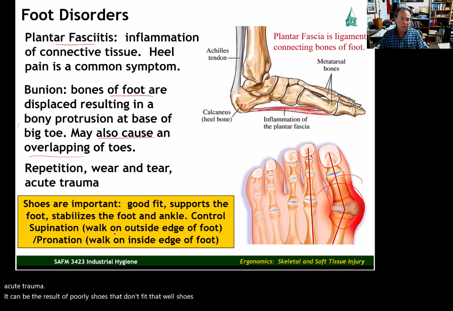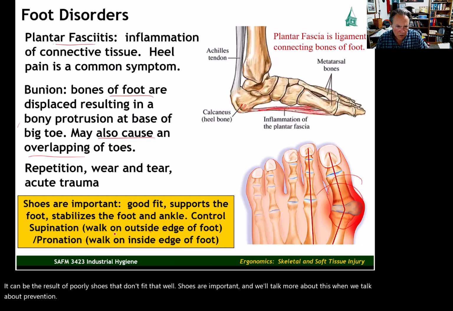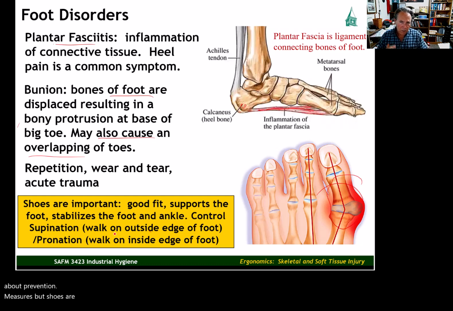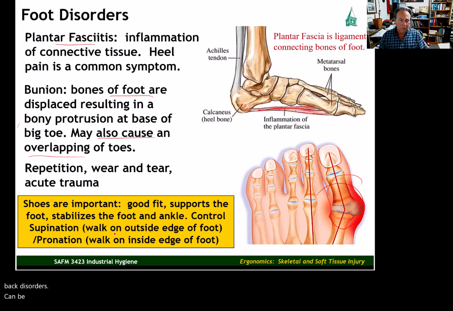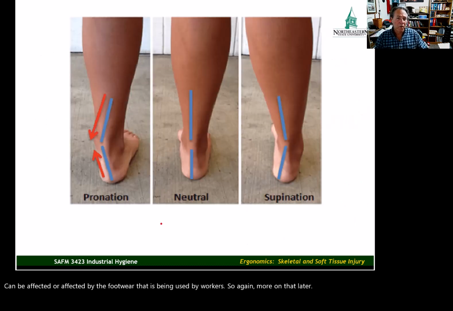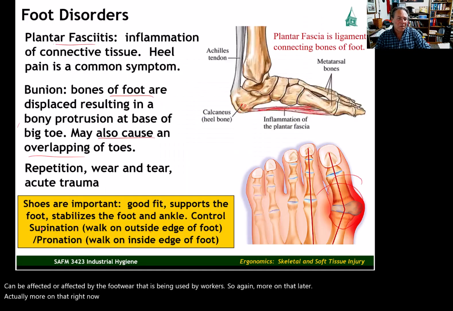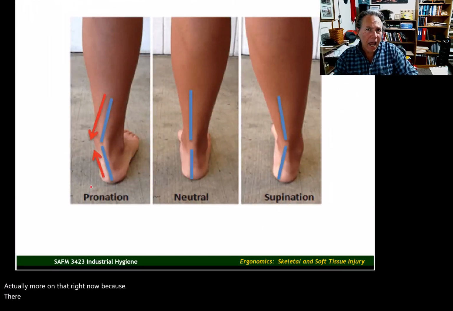Shoes are important, and we'll talk more about this when we talk about prevention measures. But shoes are important, especially when we're talking about foot disorders, ankle disorders, knee disorders, even back disorders can be affected by the footwear that is being used by workers. So again, more on that later. Actually, more on that right now, because there are some genetic abnormalities that can be corrected with proper footwear.